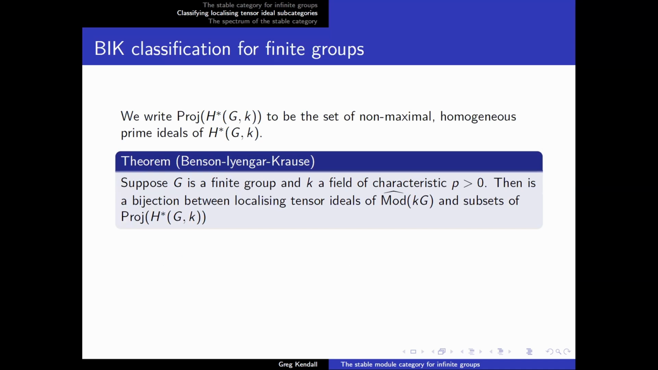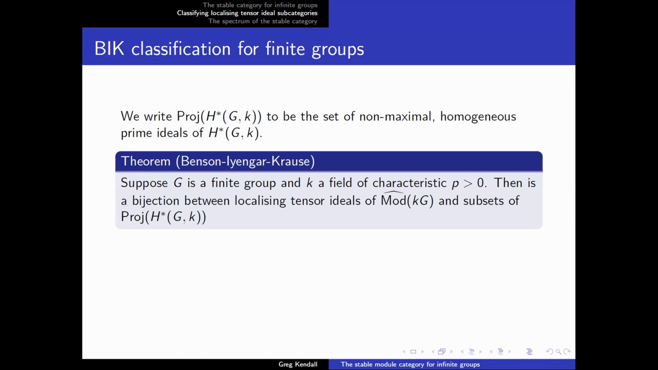So, why might this be possible? Benson, Iyengar, and Krause have done this for finite groups. They released a series of papers in which they develop a lot of machinery to prove these sorts of classification theorems in general contexts. It culminates in this paper on the stable category for a finite group. And they prove this, and it's very non-trivial what they do, and it's very clever.